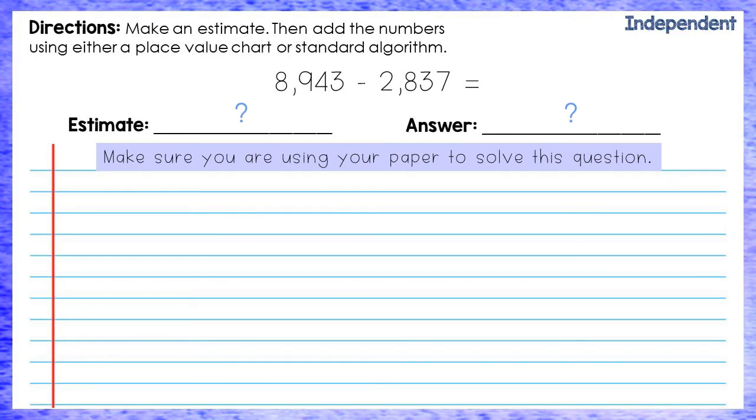Now we're going to write this problem on our paper. Pause the video to do that. 8,943 minus 2,837. Both numbers are in the thousands place. We can round to the nearest thousand. We can either round down to 8,000 or up to 9,000. 943 is above the midpoint of 500, so we are going to round up.